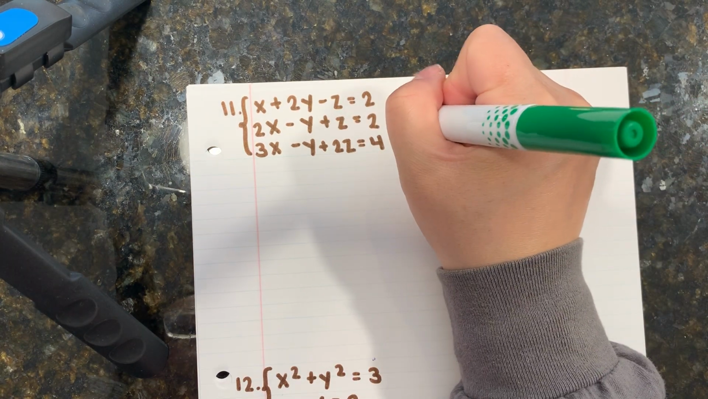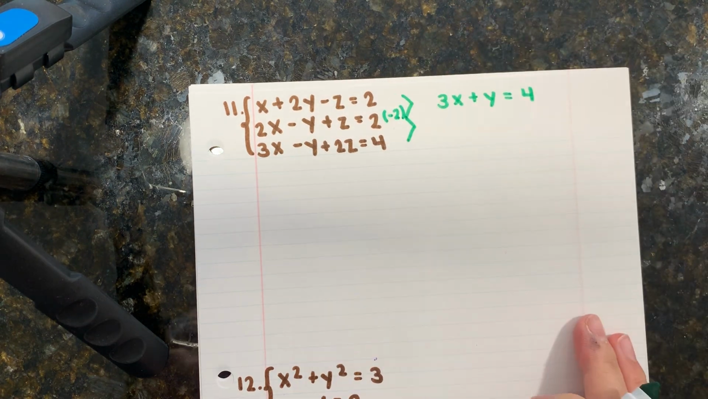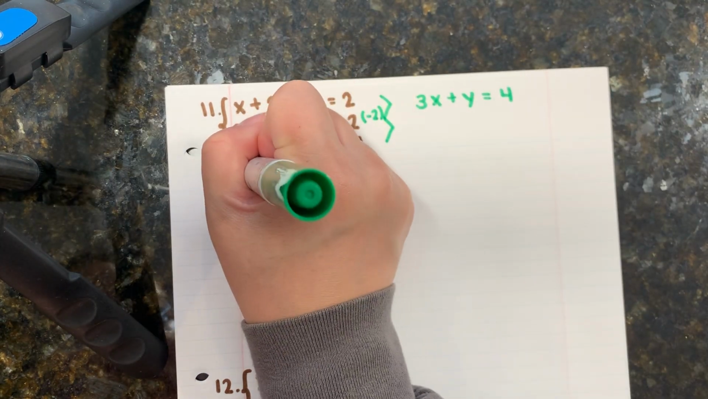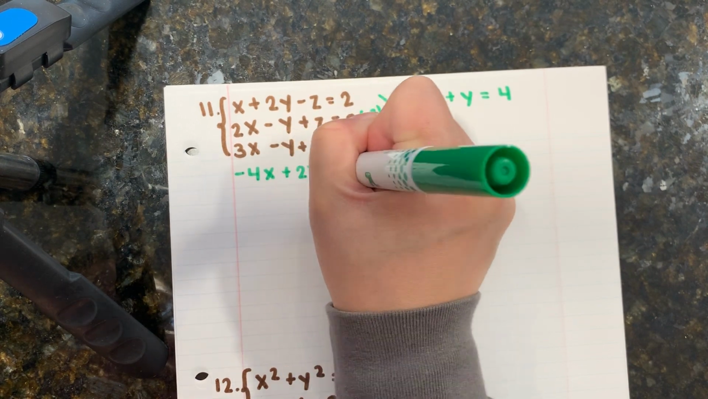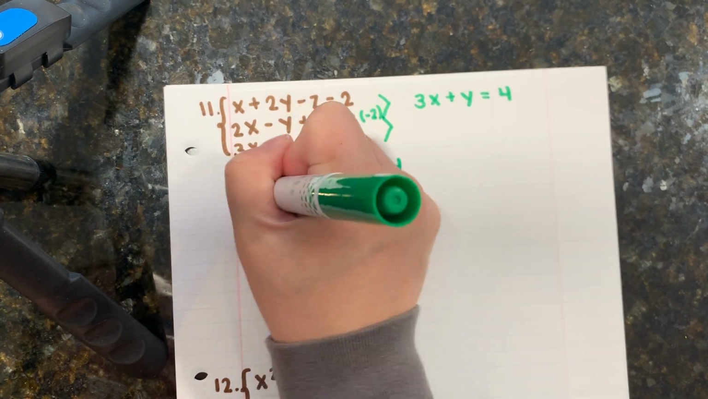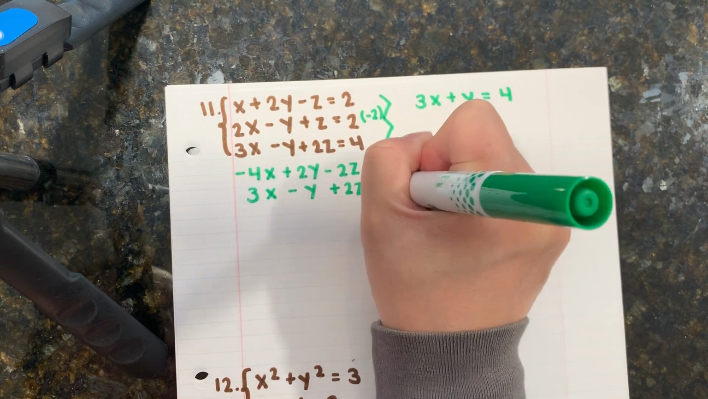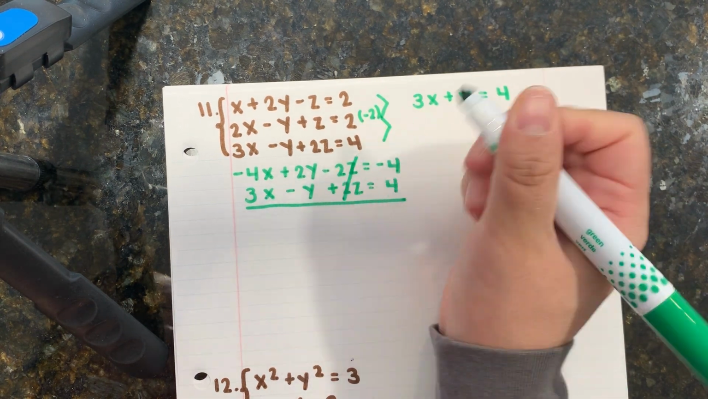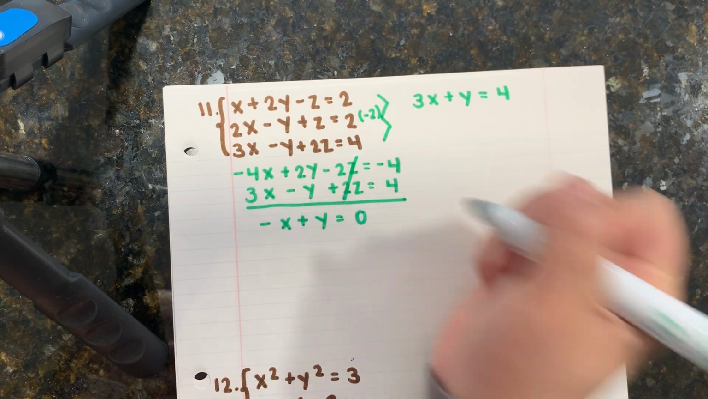If I look at my bottom two equations, if I want to eliminate z again, I'm going to multiply the middle equation by negative 2. So my middle equation is going to turn into negative 4x plus 2y minus 2z equals negative 4. My bottom equation is going to stay the same at 3x minus y plus 2z equals 4. Now when I do that, the z's are going to cancel. I'm going to be left with negative x plus y is equal to 0.